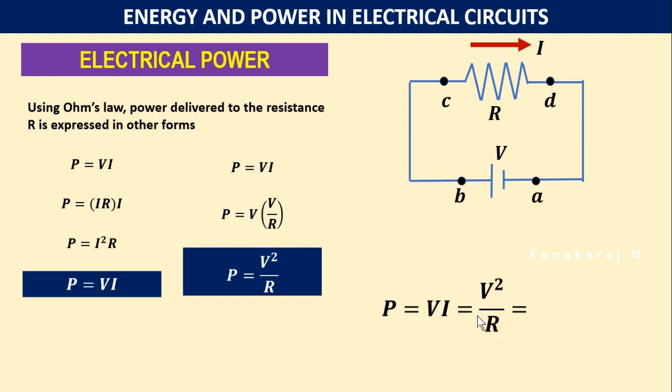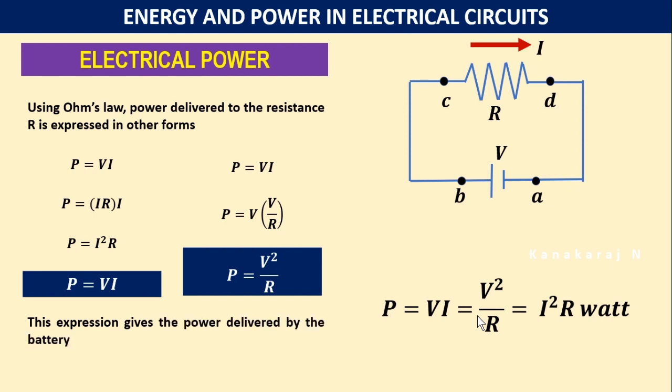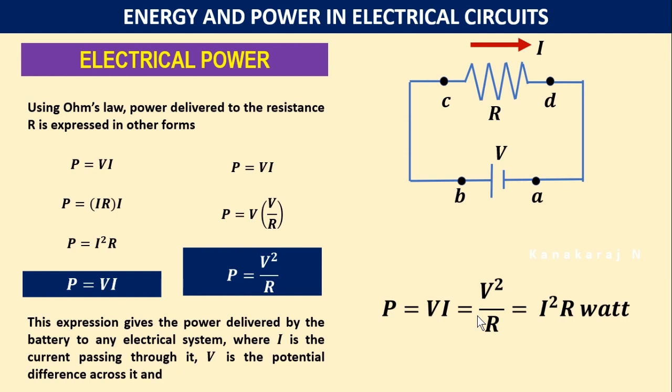So let us combine all these small formulas. P equals V times I equals V square upon R equals I square R. The unit is watt. This expression gives the power delivered by the battery to any electrical system, where I is the current, V is the potential difference and R is the resistance of the electrical appliances.